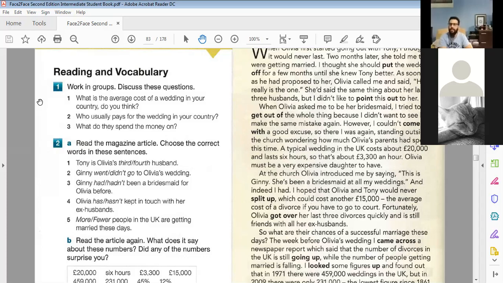Maybe, but do you think the increase in the cost of weddings is correlated with the general increase in everything else, or do you think, Noha, that the cost of weddings increased a little more than the increase in everything else? What's your take on this, Noha? What do you think?